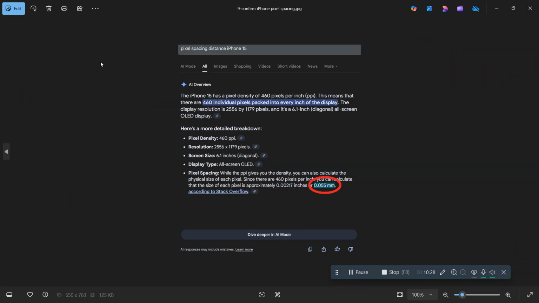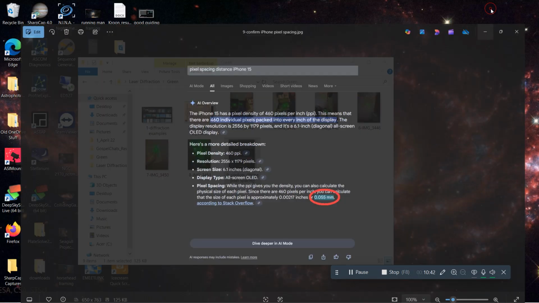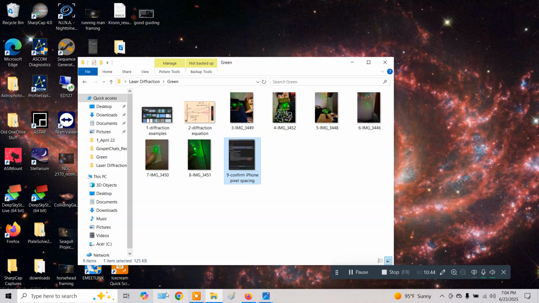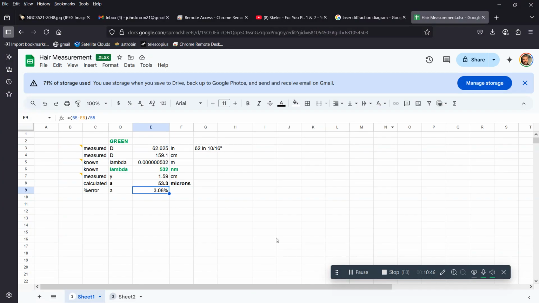And so what's interesting is I actually looked up the iPhone manufacturer's information on what it really is. The pixels are 0.055 millimeters apart, and that is, if you move the decimal over 3 times, 1, 2, 3, 55 microns. So let's take a look. So the manufacturer says 55, and I got 53.3. Not too bad. That's about 3.1% error, and that is pretty good considering everything.